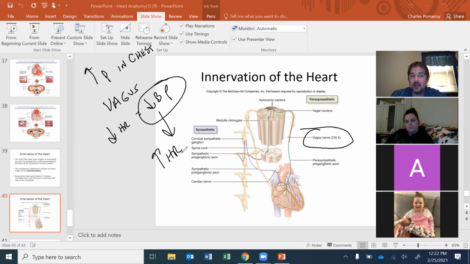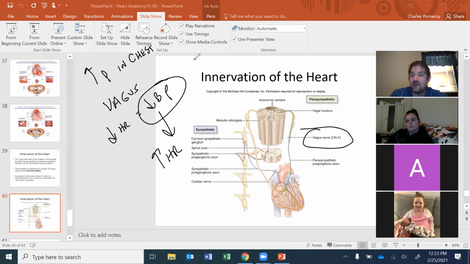Another place where you might get this, when you try to blow something up, if you forcefully exert yourself to try to blow something up, that also is going to increase the pressure in your chest, and that could cause this to happen too. Have you ever gotten lightheaded blowing up a flotation device for your pool or for whatever? That could be your heart. Yeah, the blood pressure is dropping because your heart's slowing down because you triggered the vagus nerve.